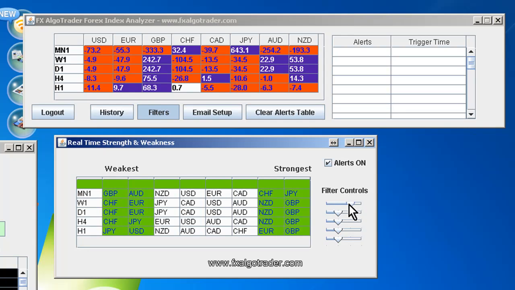We can obviously change the shape of our filter channels by using these filter controls down here. So in this case, the system would be looking for a currency which fell into the green area but had to be in all the time frames. The same thing for the weakest currency. But to keep things simple, I'm just going to talk about how we could use this filter data here today to isolate a couple of pairs to trade.